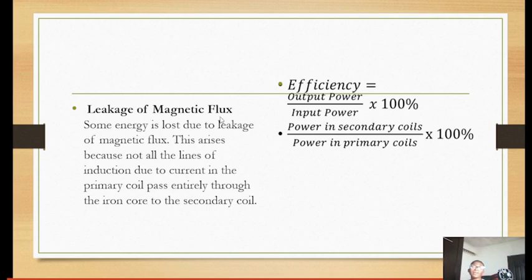This heat loss can be reduced by using thick wires or low resistance coils. Leakage of magnetic flux: energy is also lost due to leakage of magnetic flux. This arises because not all lines of induction due to the current in the primary coil pass entirely through the iron core to the secondary coil.